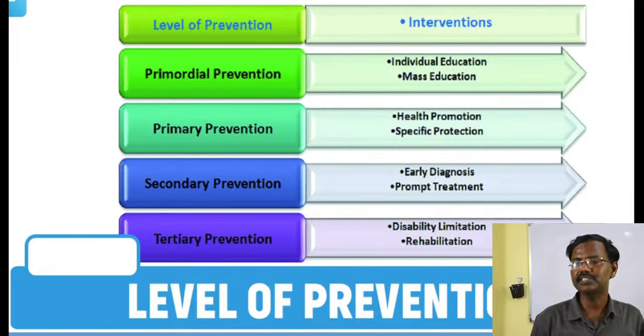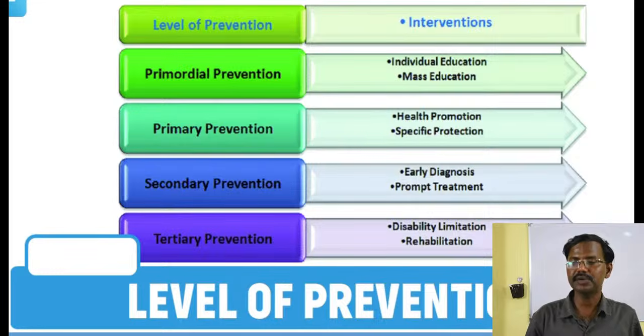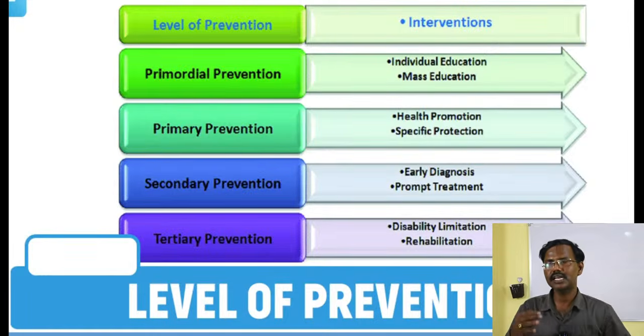And secondary prevention is early diagnosis and prompt treatment. Once it is diagnosed, you have to treat the patient at an early stage. That is secondary prevention. And tertiary prevention is disability limitation and rehabilitation. You go to corporate hospitals or big hospitals, you get admitted and you get the surgeries done. These are the levels of prevention.